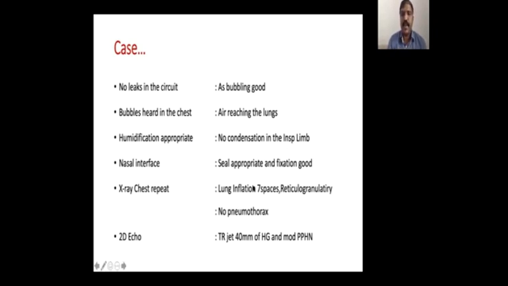And chest X-ray, you repeat. If it is showing 7 spaces, reticular granularity is still there. There is no pneumothorax. And 2D echo was done at this time. It is showing PPHN and TR jet of 40 and a moderate pulmonary hypertension is there. So what do we do now?